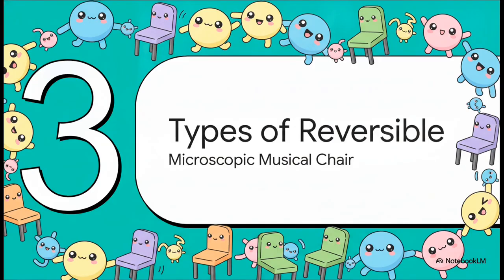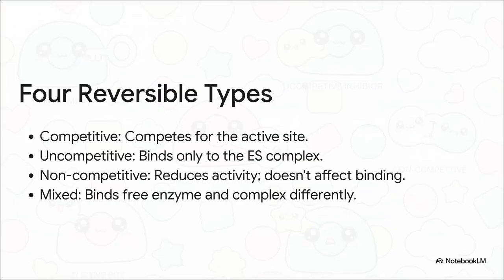Part 3. 4 types of reversible, the microscopic musical chairs. When the scientist W. Wallace Quinlan categorized these reversible types back in 1963, he revealed a system that honestly plays a lot like a super high-speed game of microscopic musical chairs. First up, you have competitive inhibitors. They literally fight the substrate for the one single chair, the active site. But if you flood the system with enough normal substrate, you can actually outcompete the inhibitor.